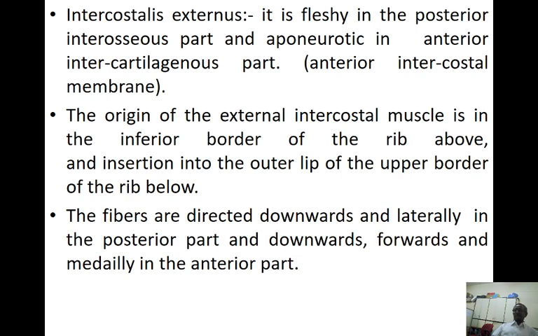Intercostalis externus. It is fleshy in the posterior interosseous part and aponeurotic in the anterior intercartilaginous part, the anterior intercostal membrane. So this aponeurotic part we are calling the anterior intercostal membrane. The origin of the external intercostal muscle is the inferior border of the rib above, and insertion is into the outer lip of the upper border of the rib below. The fibers are directed downwards and laterally in the posterior part, downwards, forwards and medially in the anterior part.